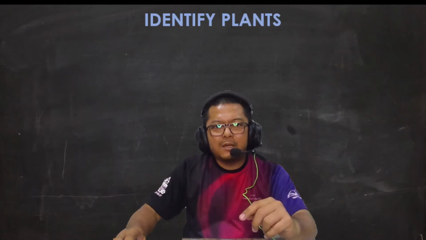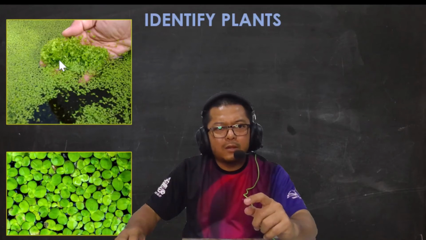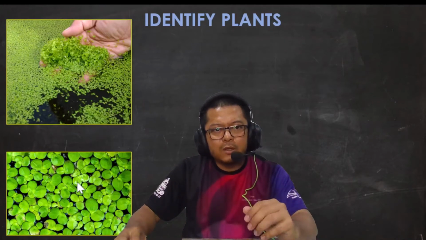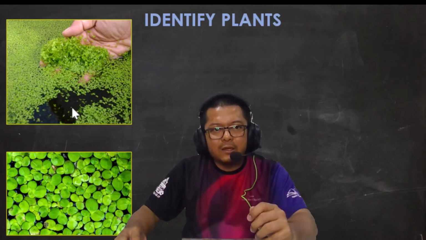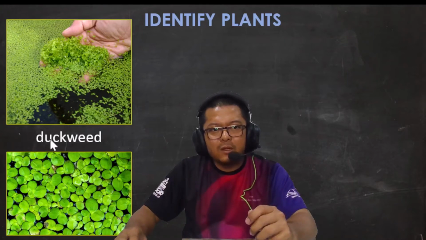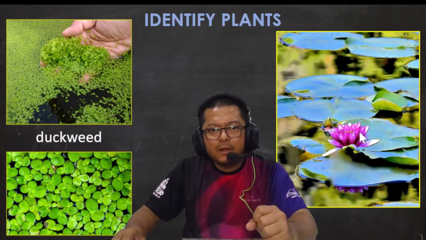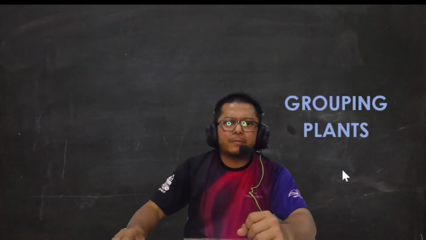Now next plant that we need to learn is this one. Now it looks like this when you use a magnifying glass. It looks like this, but it's actually this size. Thus, this is called duckweed. And next is a beautiful plant with a beautiful flower. We call that water lily.